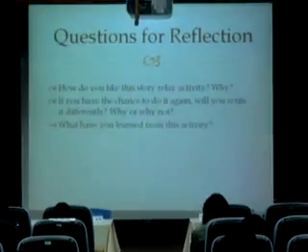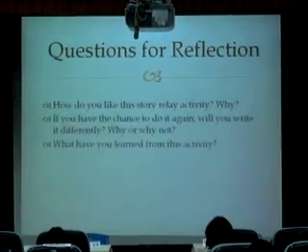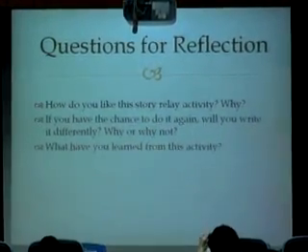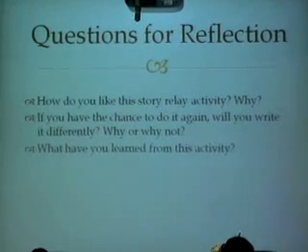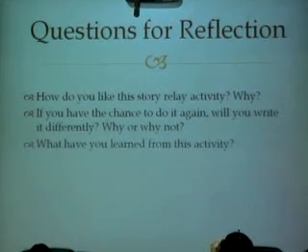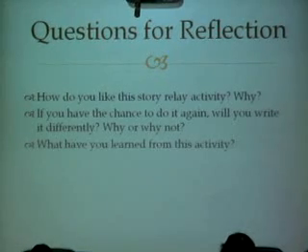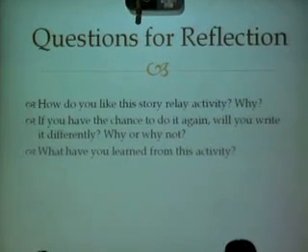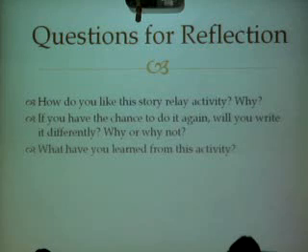I give them another piece of paper and write 3 questions. I say, how do you like the Story Relay activity? Why? And you cannot just say, okay, I like the activity because it is fun to do. This is not good enough. You have to try to voice your thinking. You have to elaborate a little bit.